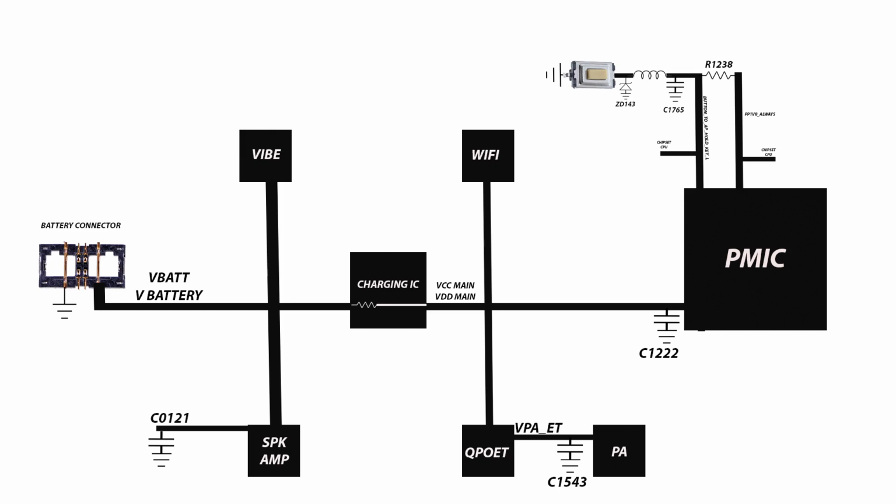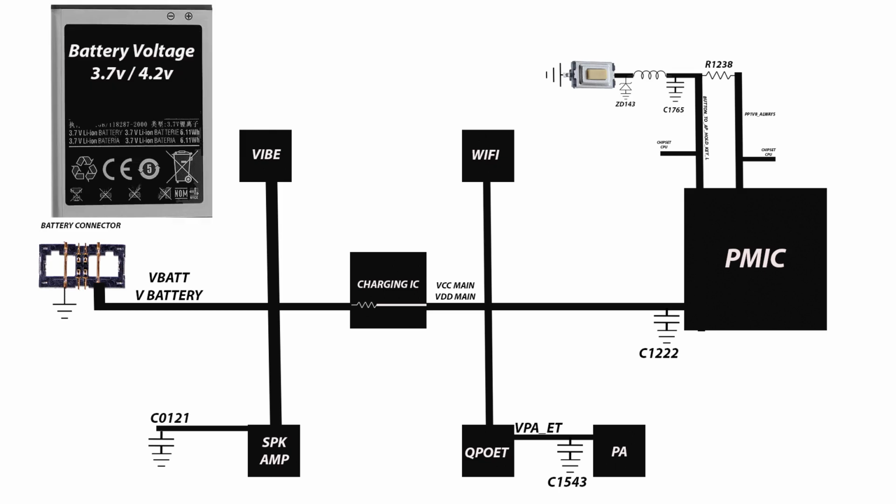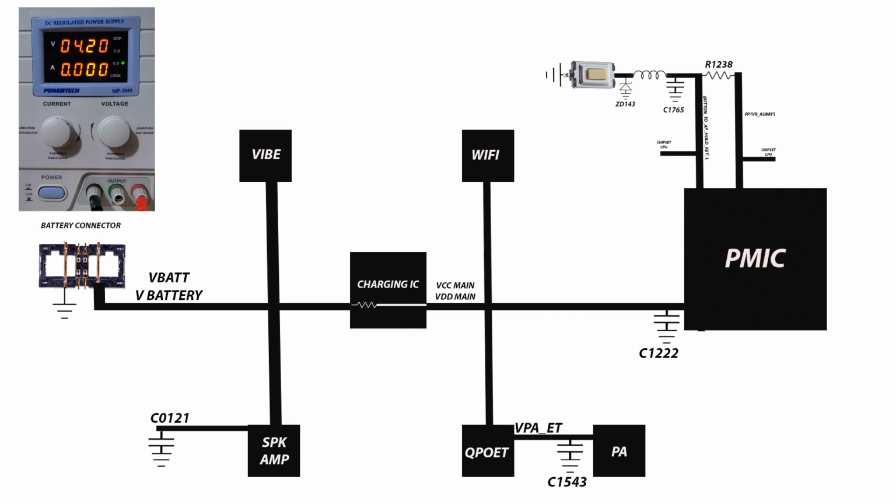Battery voltage is between 3.7 to 4.2 volts. But when you want to use the DC power supply, you can set up the voltage between 3.7 to 4.5. But for safety, I use it between 4 to 4.2 volts. Now you can see the DC power supply set up on 4.2 volts, and the current is 0.